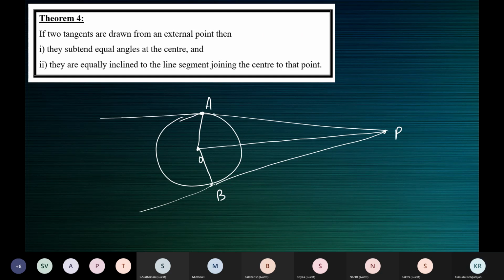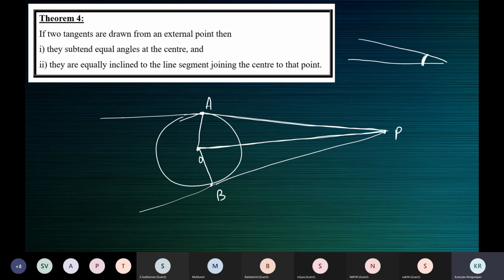Now, this is the line segment joining the center and the external point. This is one of the two tangents. AP is a tangent or a tangent segment. You can see OP here and the tangent here like this. This is an inclination. That is, this is the inclination of the tangent AP with the line joining the center and the external point.